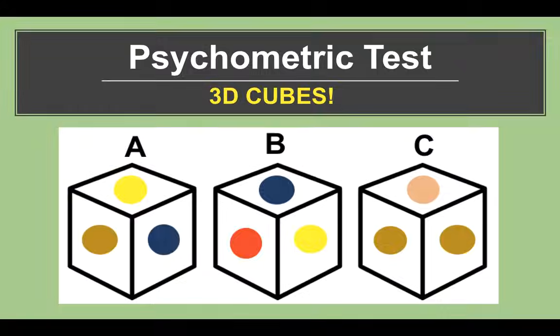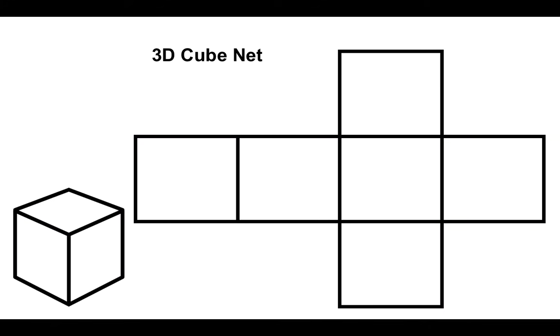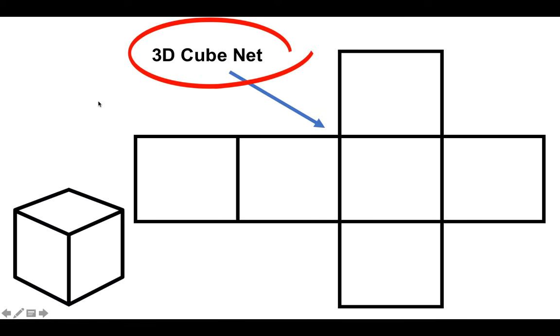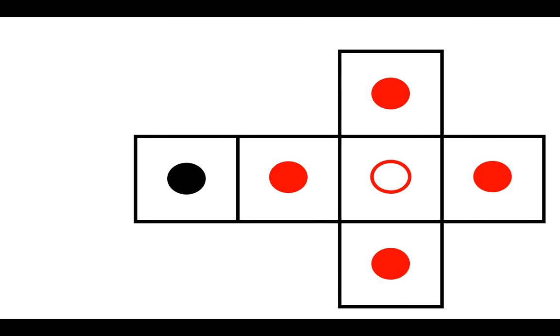So what is a 3D cube assessment? You can see here on the right hand side, this is basically the 3D cube net. If you made this up, which consists of 1, 2, 3, 4, 5, 6 squares, you would get this one in the bottom left hand corner. So that's the 3D cube net with the 6 squares, and once constructed you get that.